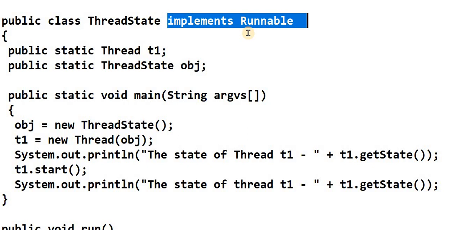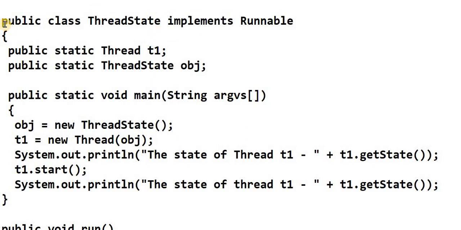Now to use an interface, we are going to use a keyword called implements. Extends is used for inheritance; implements is the keyword used for interfaces. Now, public class ThreadState implements Runnable. Let us see what Runnable is later.